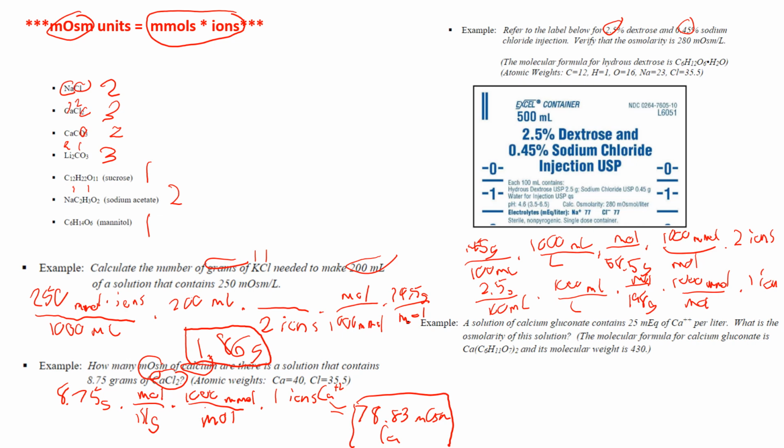So then it's 2.5 divided by 100 this time first, so I don't forget. Then times 1,000 divided by 198.